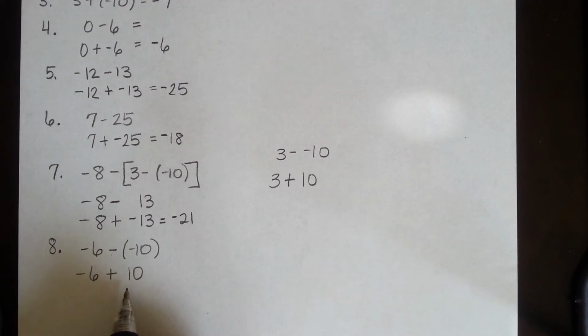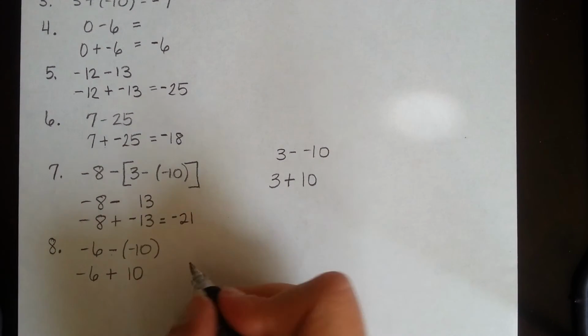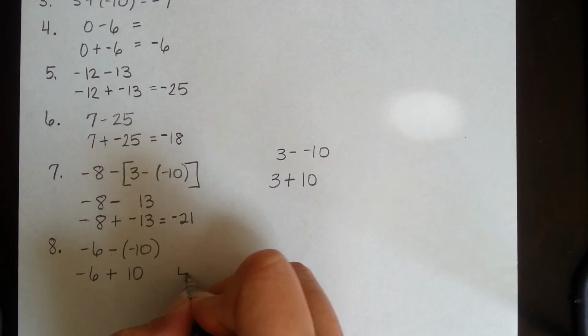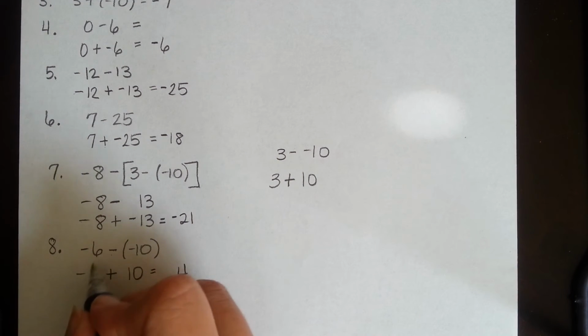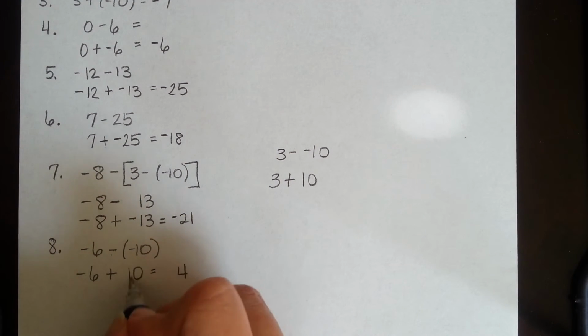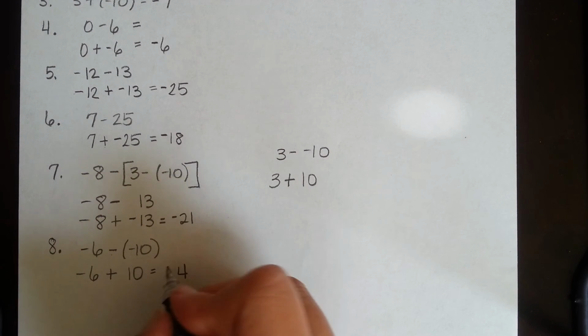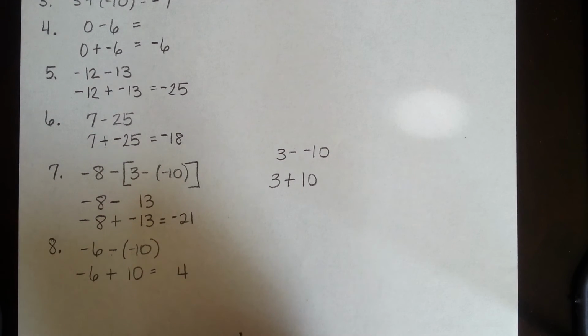Now, following my addition rules, they have different signs, so I'm going to subtract the numbers. 10 minus 6 would give me a 4, and keep the sign of the larger one. The larger absolute value would be 6 and 10, so this one would be larger. Go with positive 4.